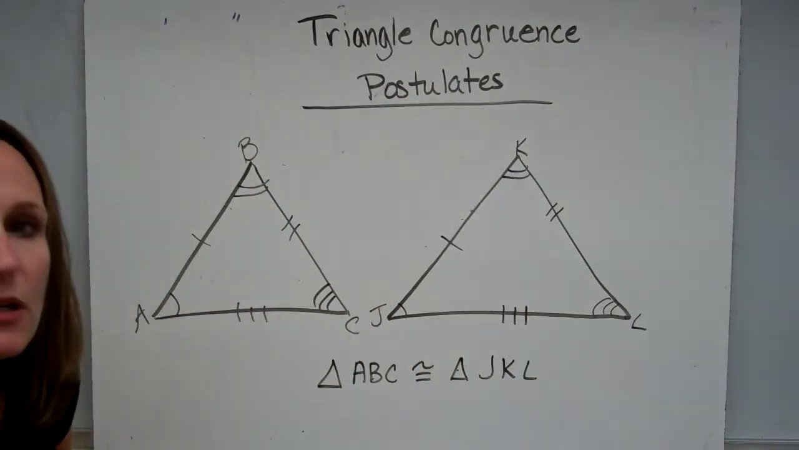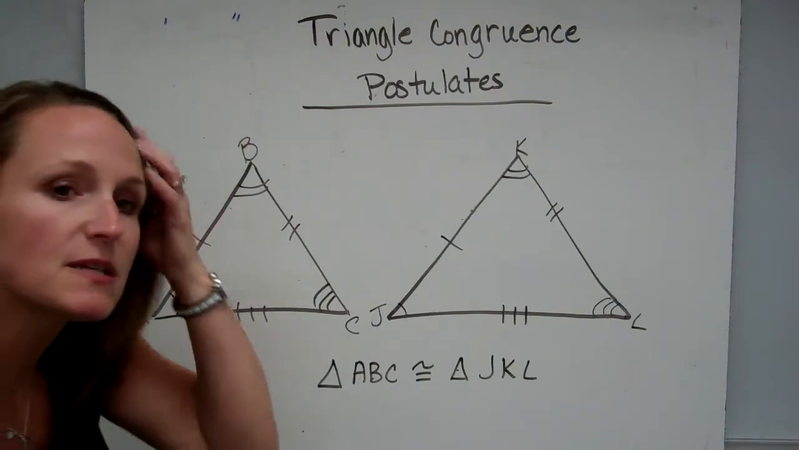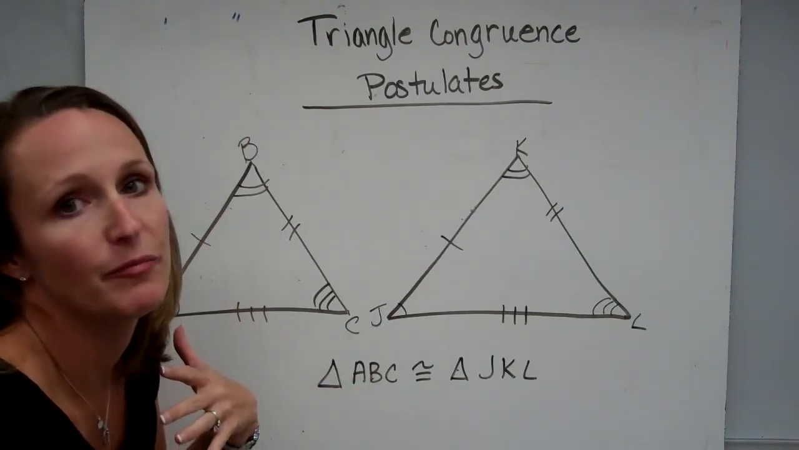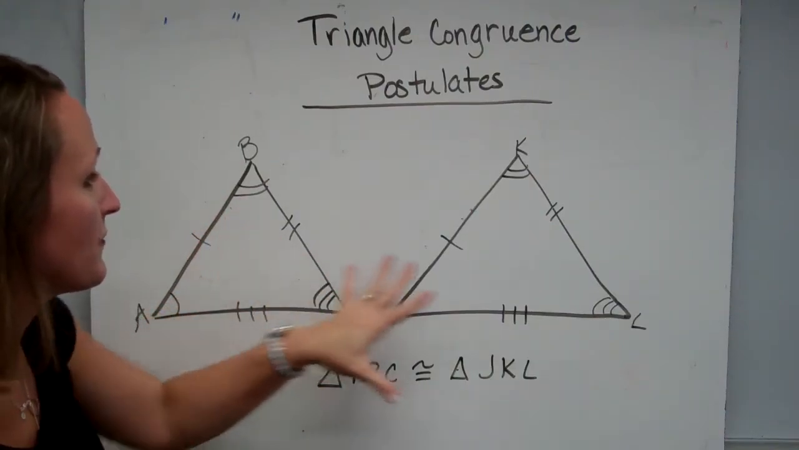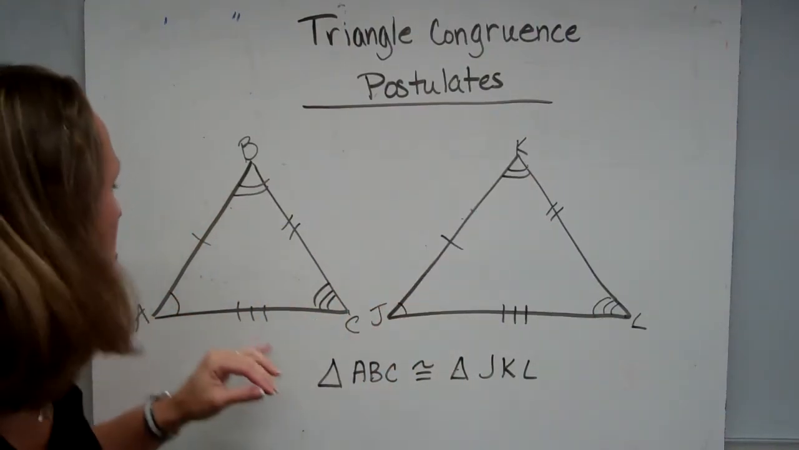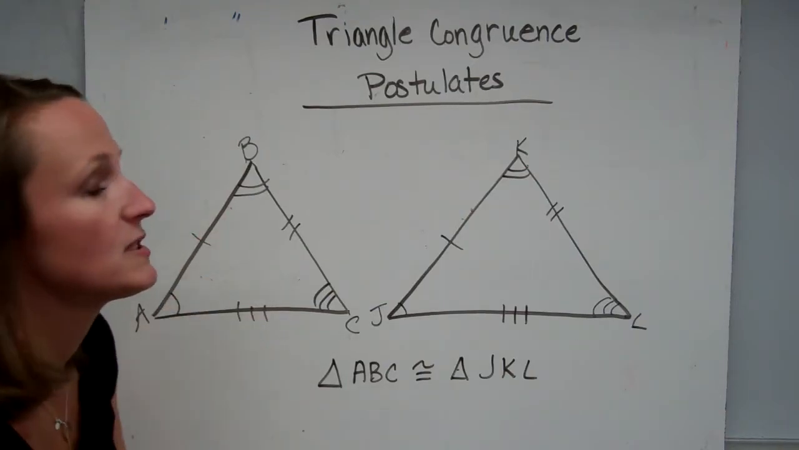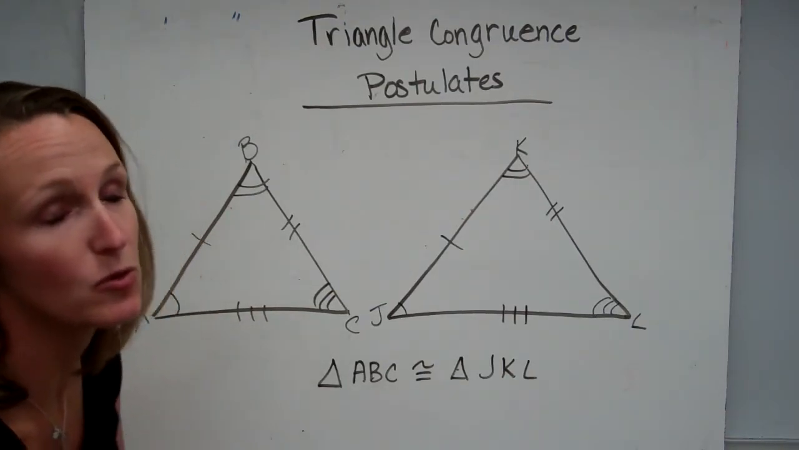Let's talk about some triangle congruence postulates. And a postulate is something that has been proven that we can follow along with. So if you look at these two triangles, you see that they already have three congruent corresponding angles as well as three congruent corresponding sides.